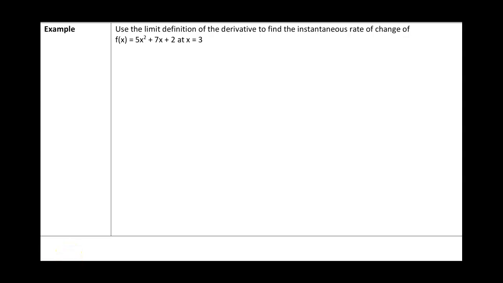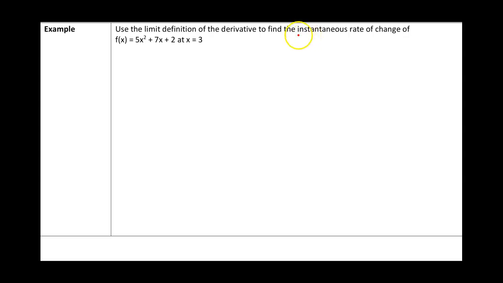So let's take a look at an example that's a little more complicated. This problem says use the limit definition of the derivative to find the instantaneous rate of change of f of x at x equals 3. So just a quick reminder, well, a couple of reminders.